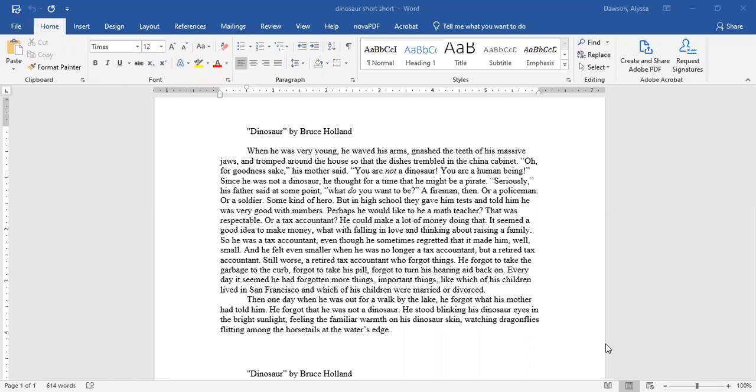Then one day when he was out for a walk by the lake, he forgot what his mother had told him. He forgot that he was not a dinosaur. He stood blinking his dinosaur eyes in the bright sunlight, feeling the familiar warmth on his dinosaur skin, watching the dragonflies flitting among the horsetails at the water's edge.